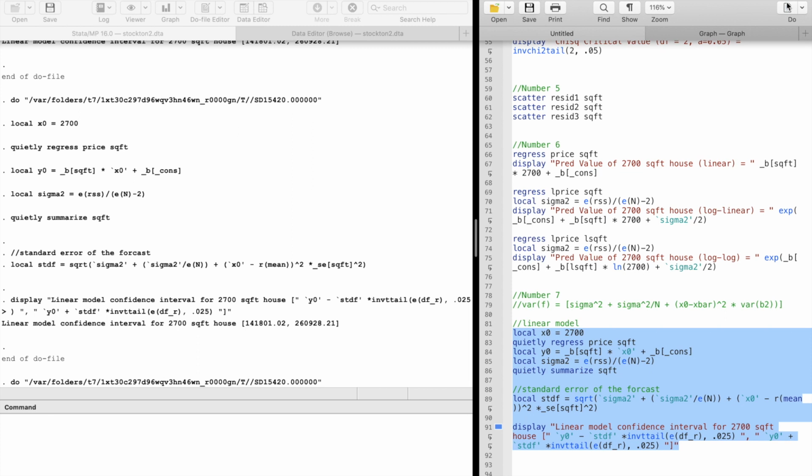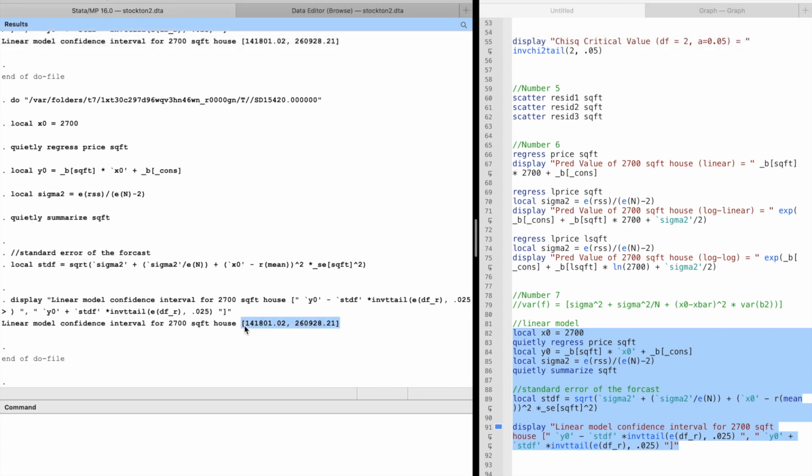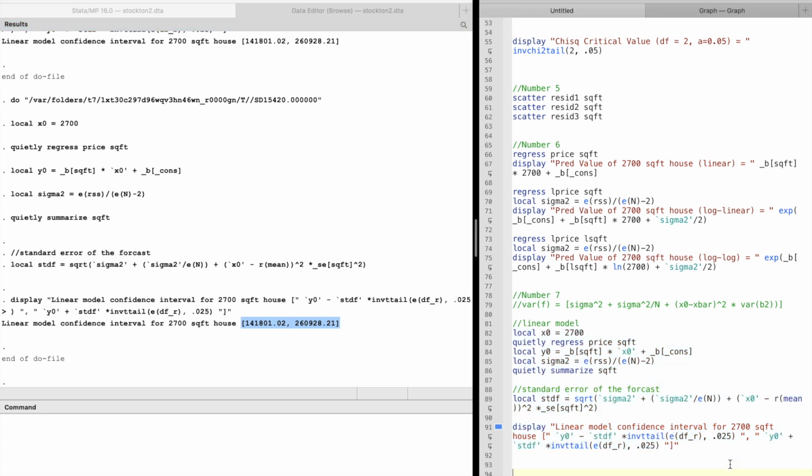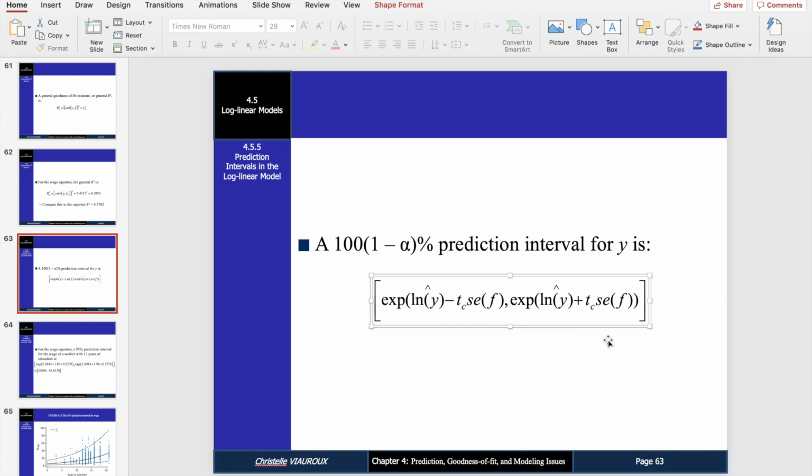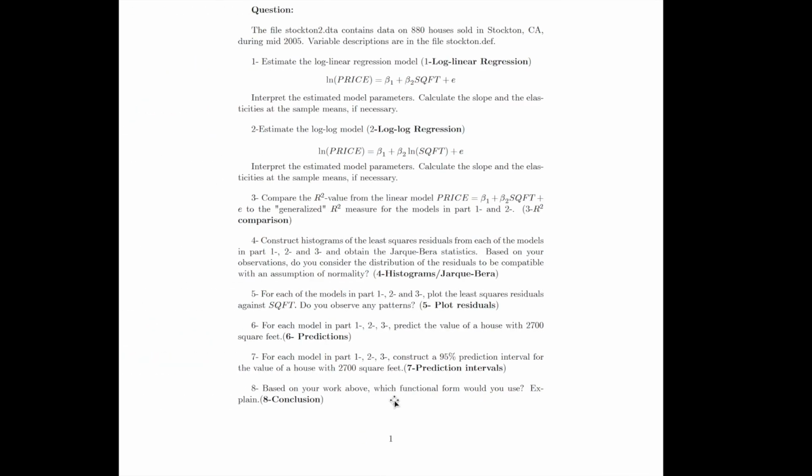So now when we run this, we get a confidence interval for the price of a 2,700 square foot house. So we would say we're 95% confident that a 2,700 square foot house will be priced between $141,801 and $260,928. So now we're gonna do this for the log linear and the log. So it's a very similar process, but we need to predict the ln of y and then take the exponent, and our forecast error should be the same.